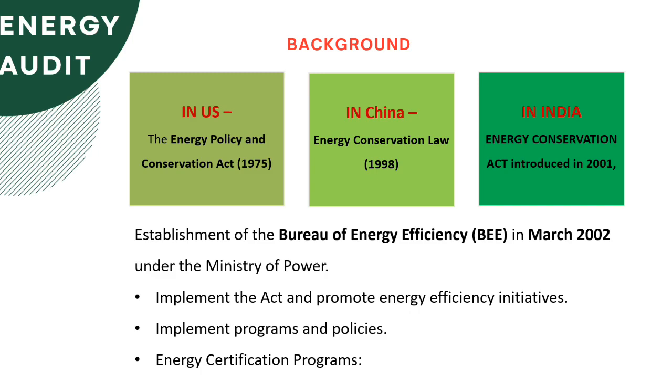So in the USA, the Energy Policy and Conservation Act was introduced in 1975, and in China, the Energy Conservation Law was introduced in 1998. In India, the Energy Conservation Act was introduced in 2001. And after this Act, a governing body for energy audits and energy related issues was established in March 2002. This is the Bureau of Energy Efficiency, BEE, and it comes under the Ministry of Power.